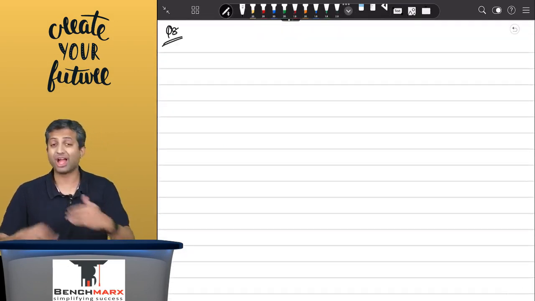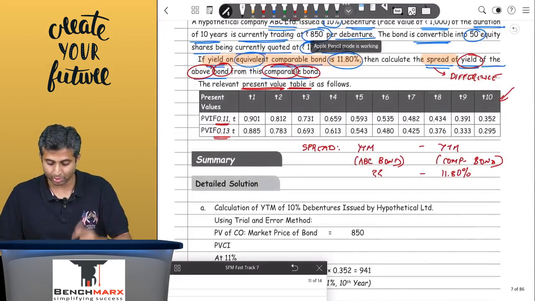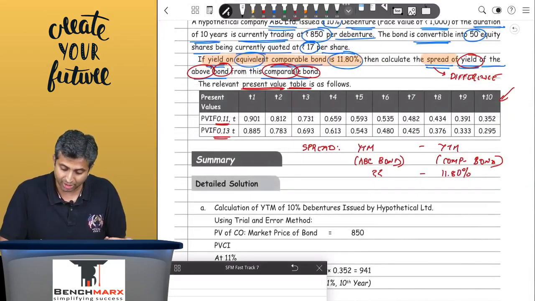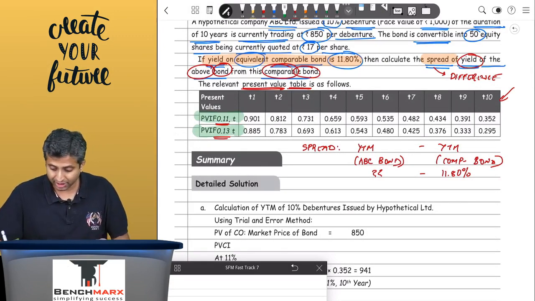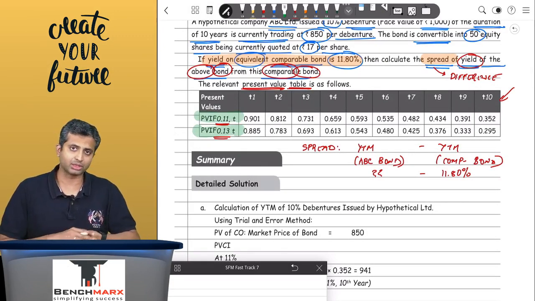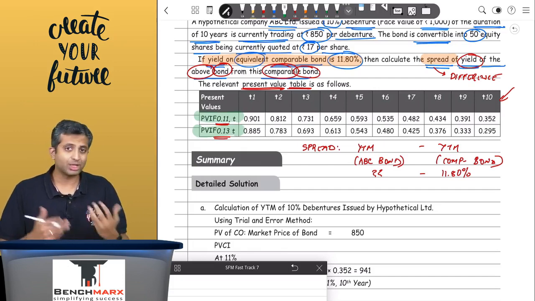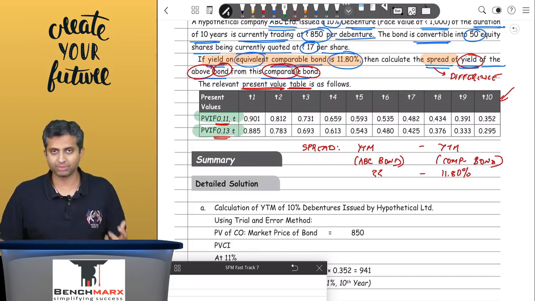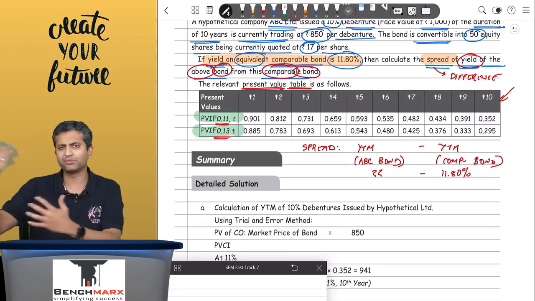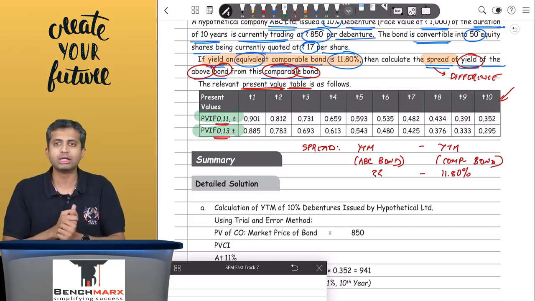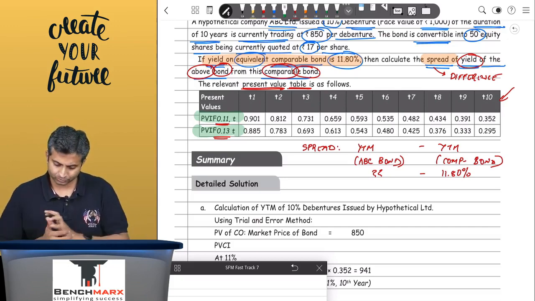Again, in this question, you have the rates in front of you. Maybe you have to interpolate between 11 and 13. The two rates are given to you. If the institute gives you the rate, you have to interpolate between those rates only. If it gives you the factors, you will have to take those factors only. So please try to find the YTM on your own, if possible. And then if you go to a more complex question, you will be able to tackle it better.